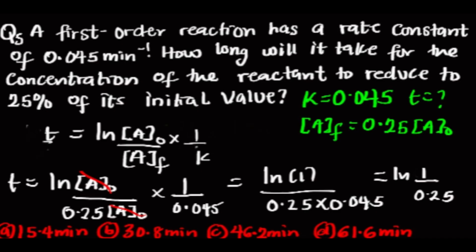The answer is actually something, so we should be able to get something here. So we're going to have this to be equal. From here, this is going to give us 1.386. Then from there, we multiply by 1 over 0.045. So let's just see what we are going to have.